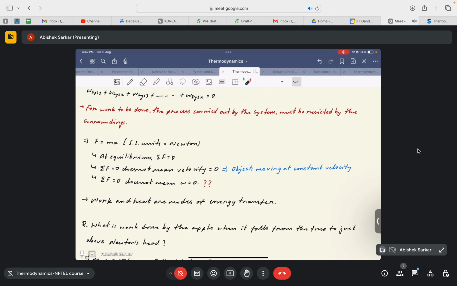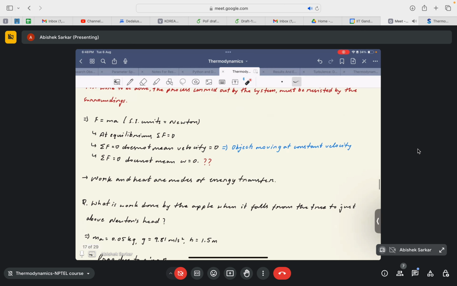Why? Because the summation of all the forces would be ma, and a is equal to dv by dt, so a constant velocity will also imply a equal to 0, right? So it does not mean that velocity is equal to 0. Okay. Similarly, summation of all the forces equal to 0 does not mean the net work interaction is equal to 0.